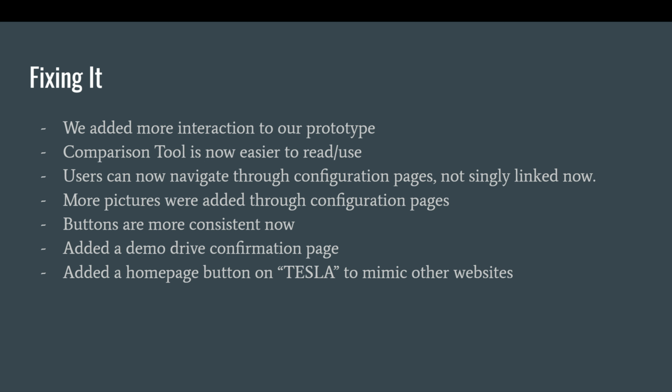To fix this, we added more interactions to our prototype, making sure every button functions. The comparison tool is easier to use and the info is not very overwhelming. Users can now navigate between the configurations. More pictures were added based on the configuration. So if you choose color red, you see the car as red to match what you do. Buttons are more consistent now. We added demo drive confirmation and the homepage button on Tesla to mimic the other websites.